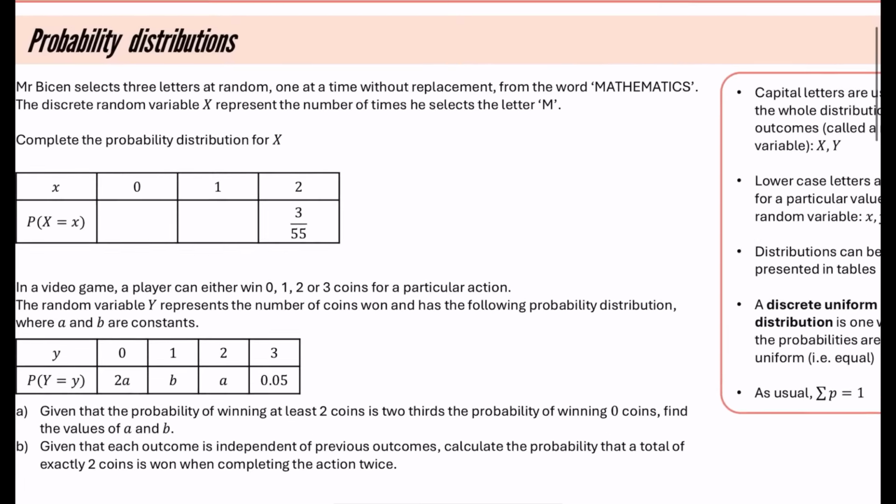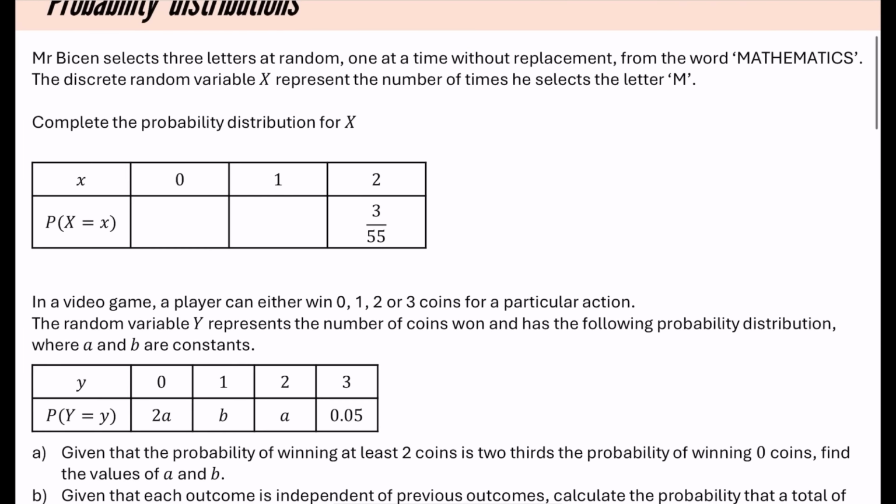So they often like to do these probability distribution questions. They like to do it to kind of test your skills with probability. And so at the end of the last video, I said not drawing a tree diagram can often be a lot quicker, and you'll kind of see how that might be useful in this example. So this one says that Mr. Bison selects 3 letters at random, one at a time without replacement from the word mathematics. The discrete random variable x represents the number of times he selects the letter M. Complete the probability distribution for x.